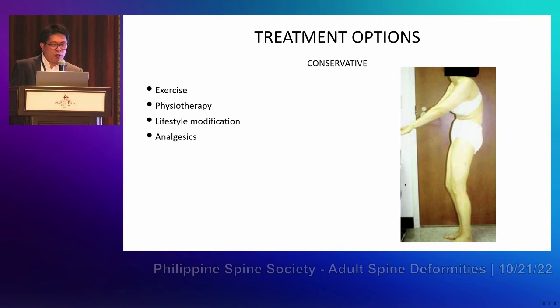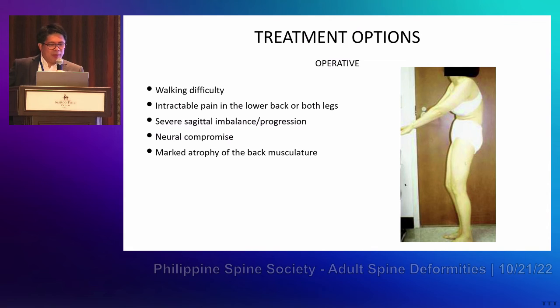For the treatment options, the first line of treatment is still conservative, consisting of exercise, physiotherapy, lifestyle modification, and analgesics. If non-operative treatment fails, surgery is indicated. Those with walking difficulty, intractable pain, severe sagittal imbalance, neural compromise, and marked atrophy of the back musculature are all indications for operative treatment.